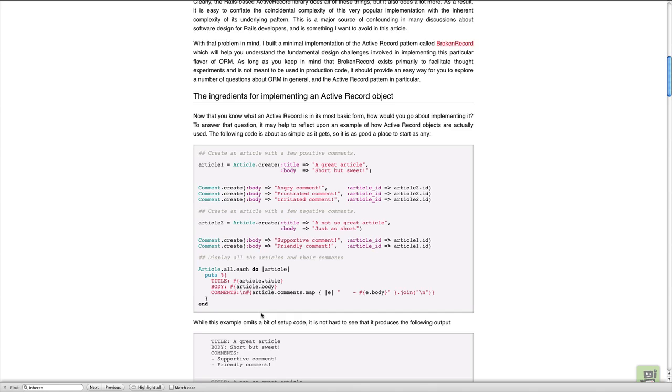The ingredients for implementing an active record object. Now that you know what an active record is in its most basic form, how would you go about implementing it? To answer that question, it may help to reflect upon an example of how active record objects are actually used. The following code is about as simple as it gets, and so is a good place to start.